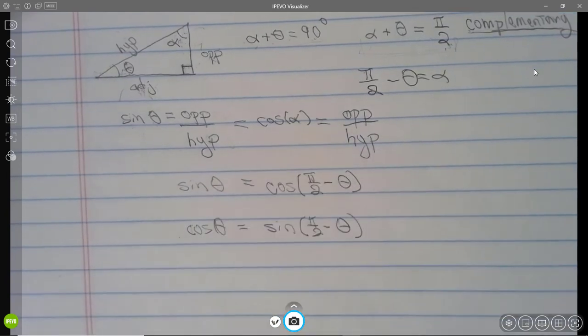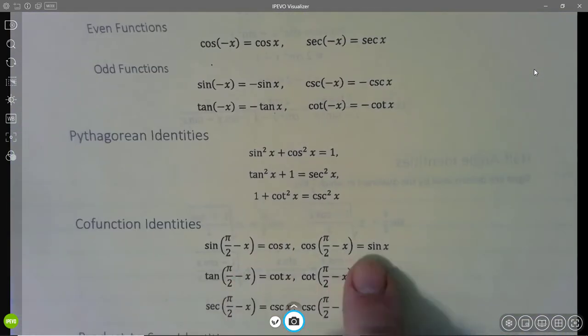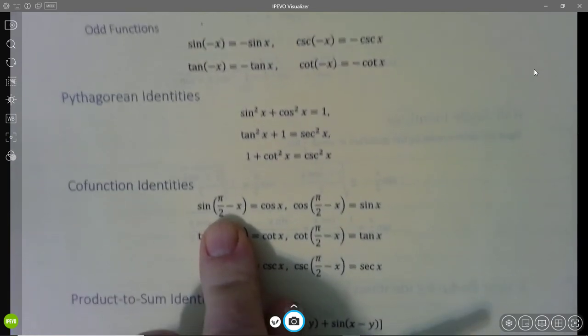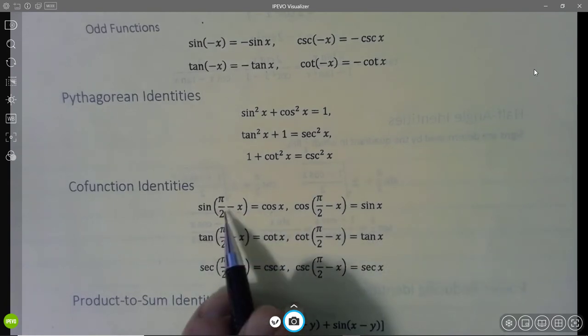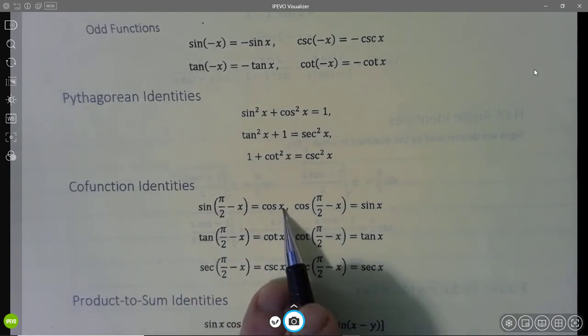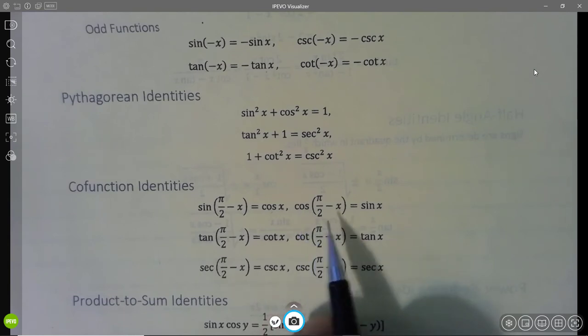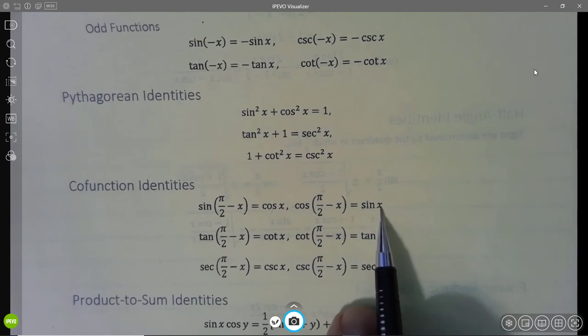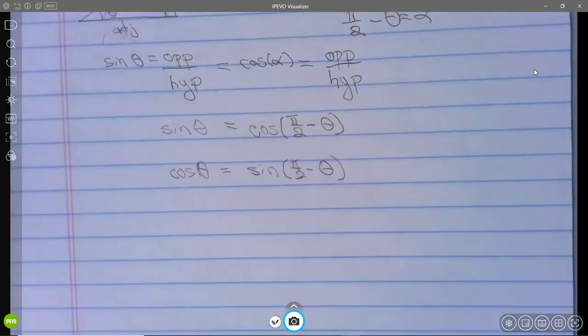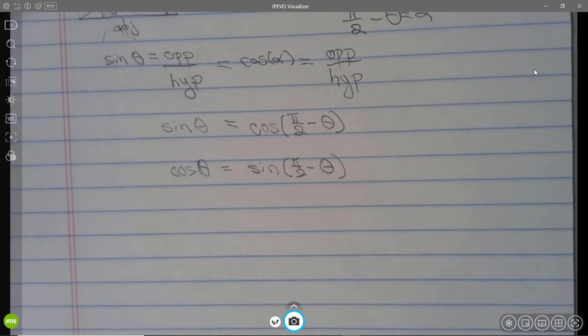And those really are the relationships that you have here in this first line of the cofunction identities. If you start with sine and you take the complementary angle, you'll get the cosine of the original angle. If you start with an angle, take its complementary angle and compute the cosine, you'll get the sine of the original angle. So that's what we have right here. And it not only works for the sine and the cosine, it works for the tangent and the cotangent pair up like that, and the secant and the cosecant pair up like that.